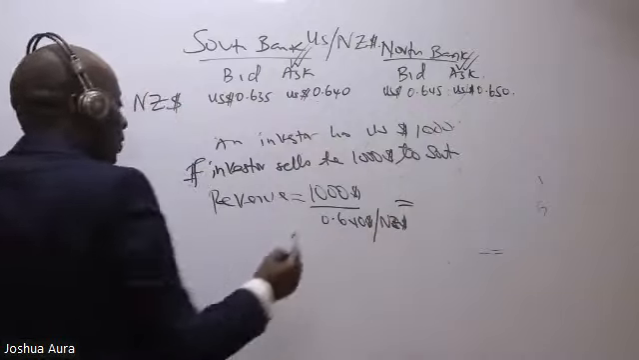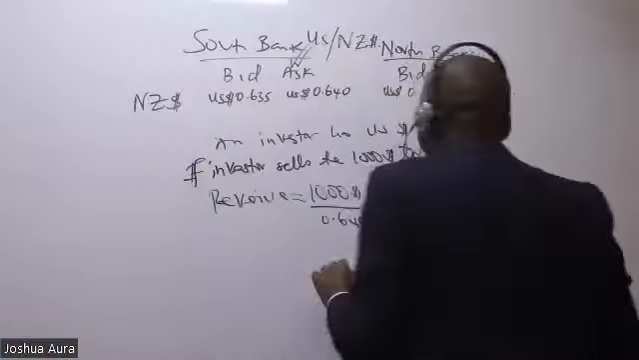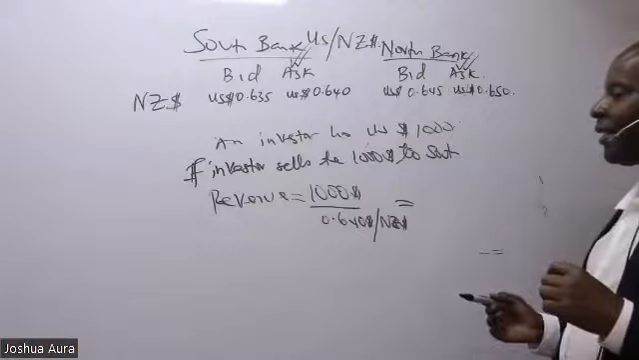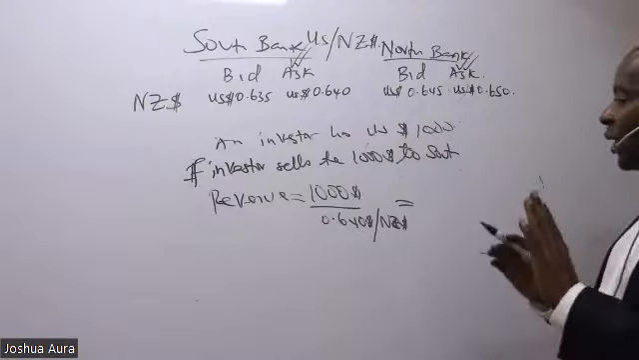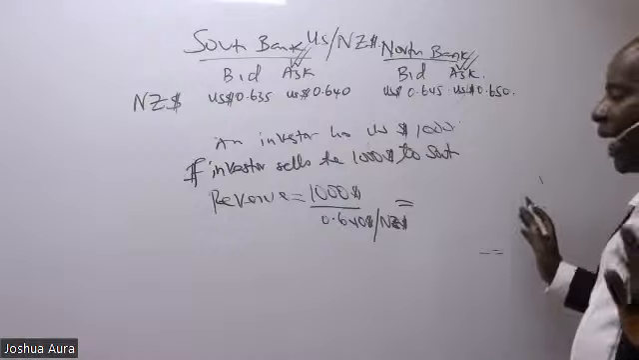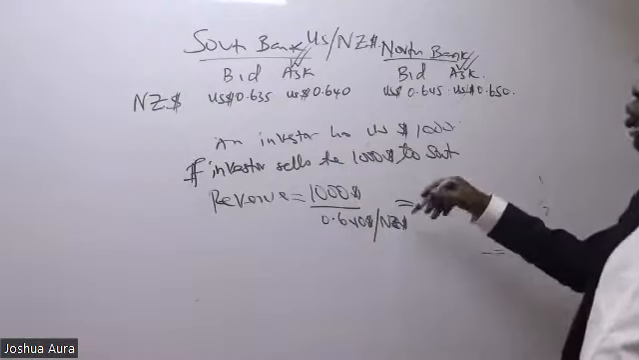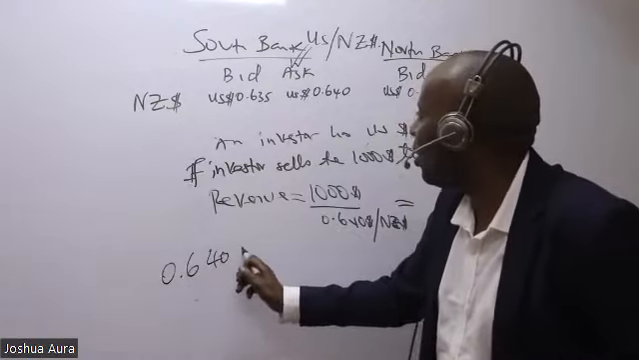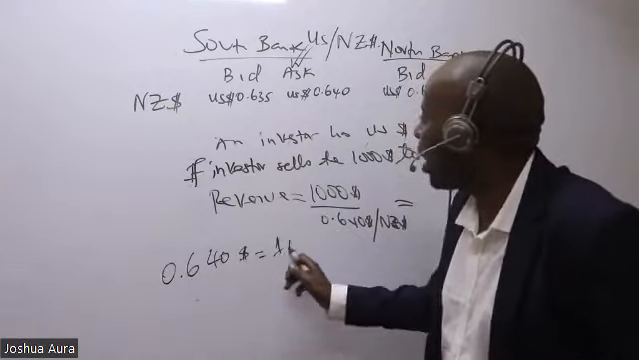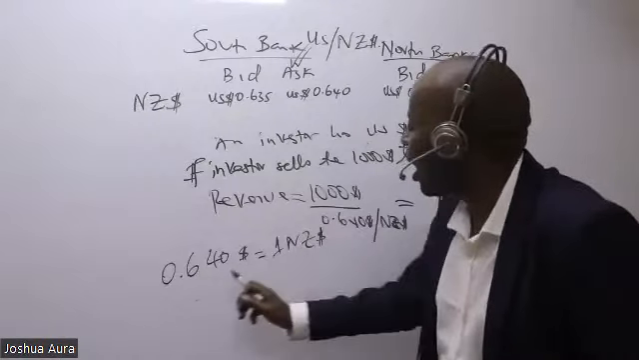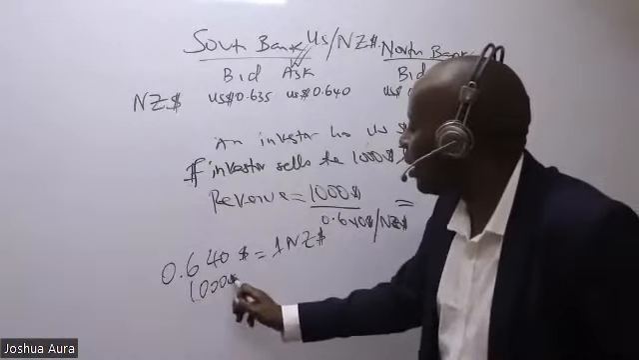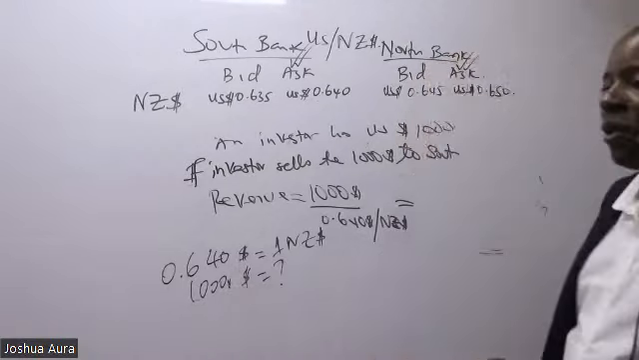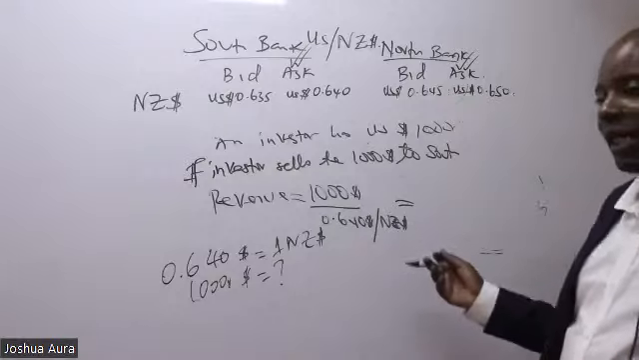Can somebody give me the revenue that this guy will get? Just try. It's trial and error. If he sells the $1,000 to South, remember when you are exchanging, you can also use your mother tongue. You can say 0.640 US dollar equals 1 New Zealand dollar. How about $1,000?